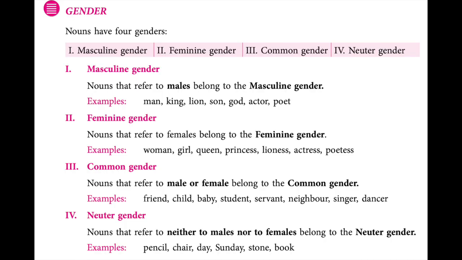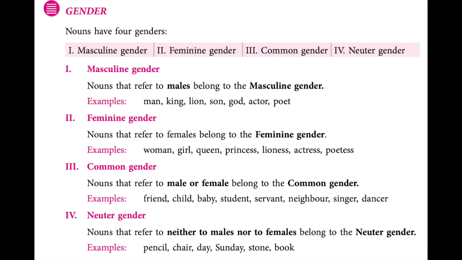And the next part is gender. Nouns have 4 genders: masculine gender, feminine gender, common gender, and neuter gender. First of all, let me explain what masculine gender is. Nouns that refer to males are known as masculine gender. For example, man, king, lion, sun. These are all masculine gender.